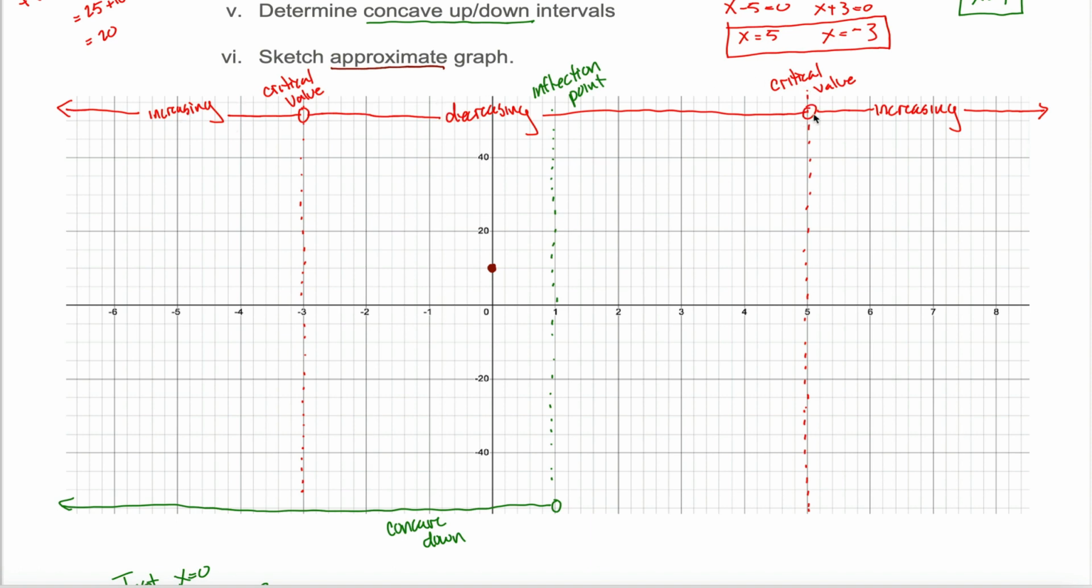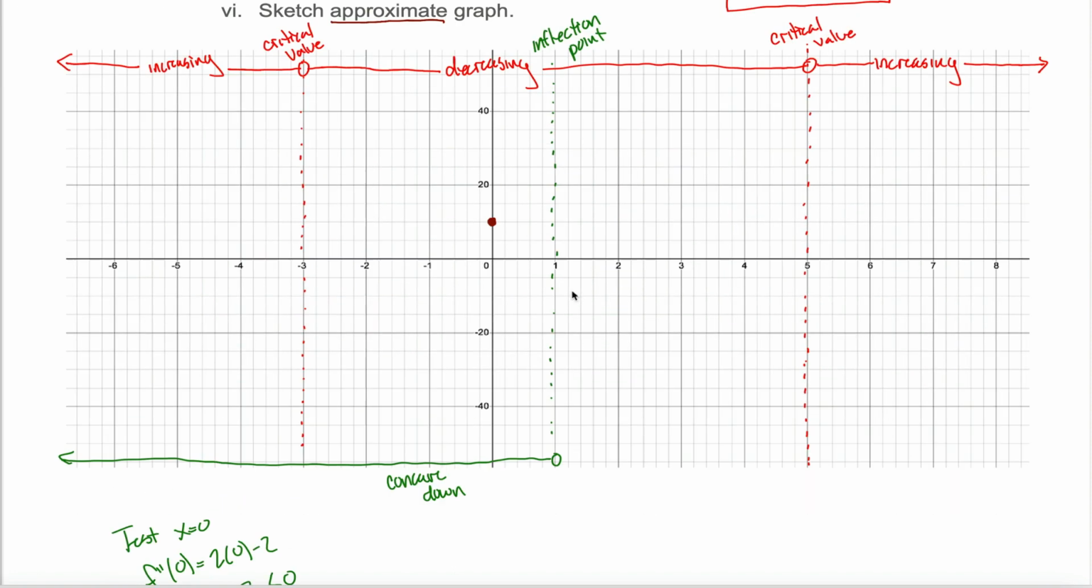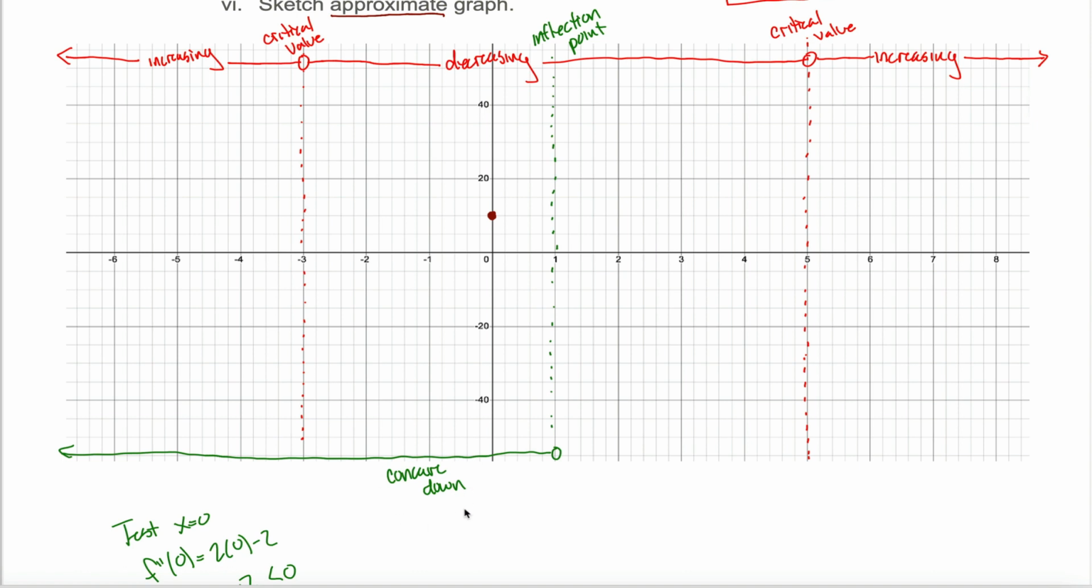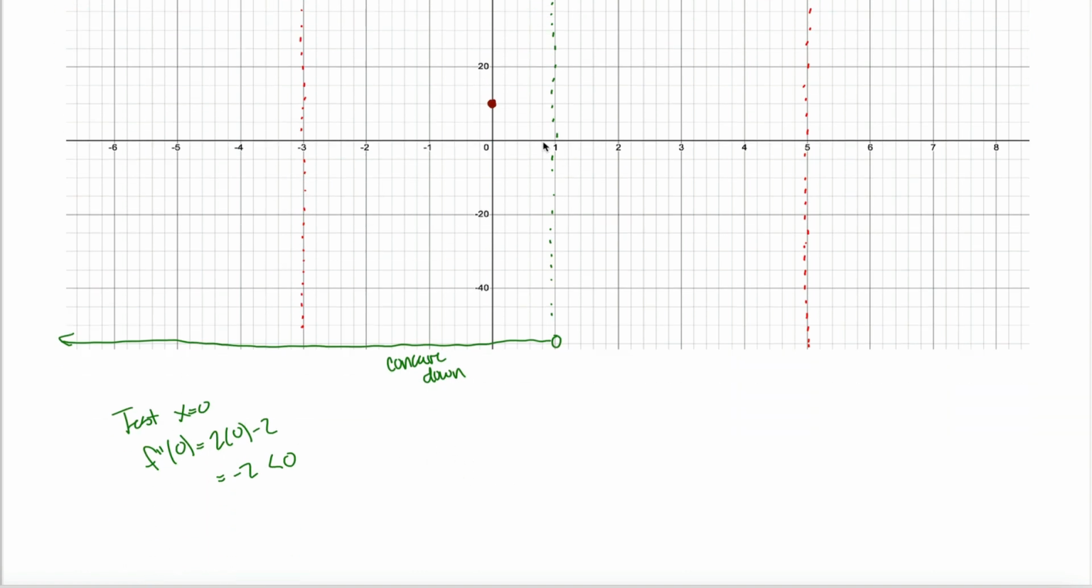And at this critical value where the first derivative equals 0, sure enough, it changed sign also. What about this point, which maybe instead of labeling as an inflection point, I should label as a point where the second derivative equals 0? Well, to the left of that point, it's concave down because we tested a value of a number less than 1, 0 in this case, and saw that a negative number came out.